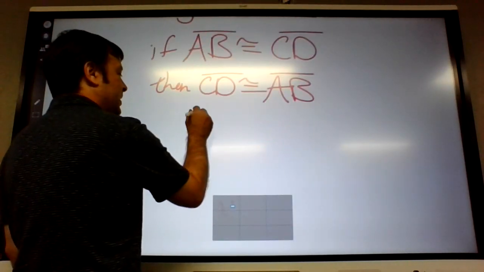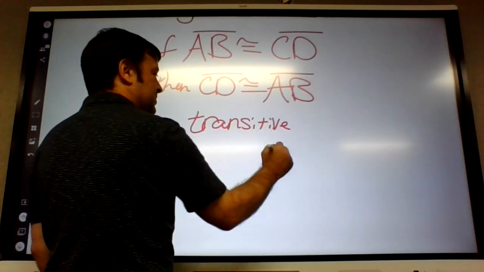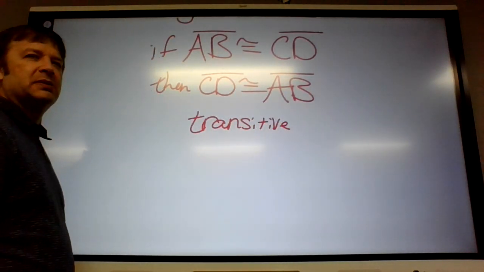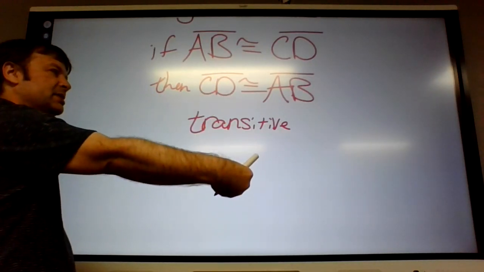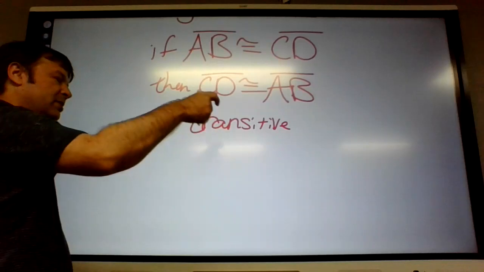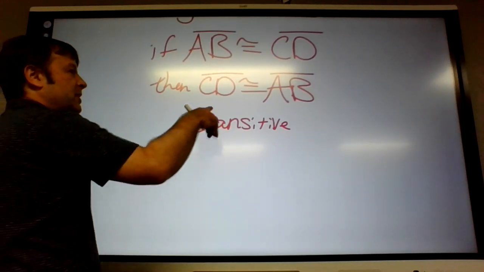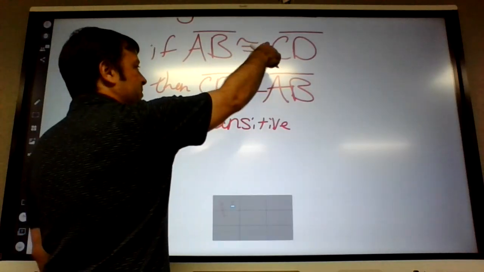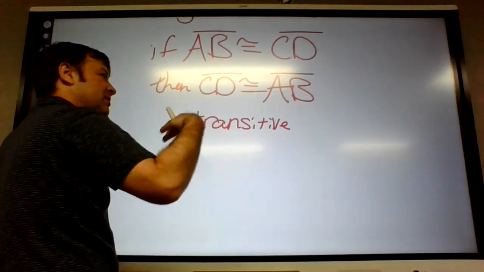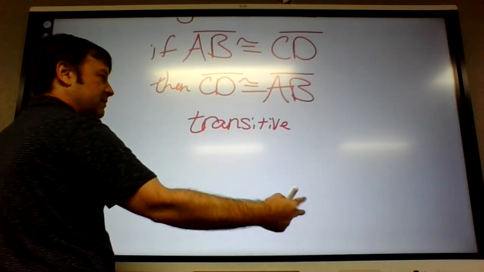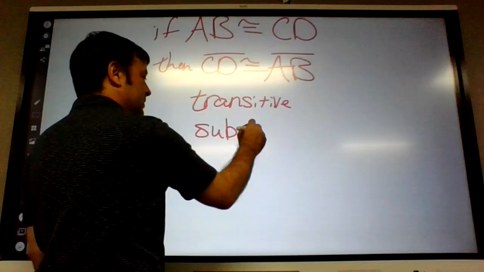What else do we need from yesterday? Transitive property. Do you guys remember what that one was? It's like if A equals B and B equals C, then A equals C. So it's like they're all connected. So you could do that with congruent segments. If segment AB is congruent to segment CD, and segment CD is congruent to segment EF, then segment AB is congruent to segment EF. Transitive property.